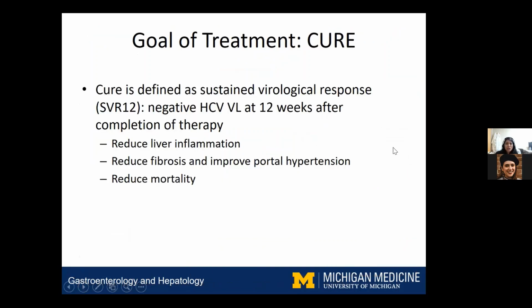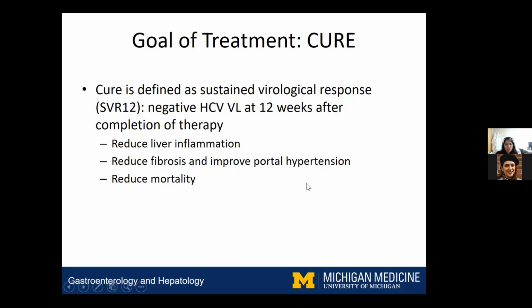So the goal of hepatitis C treatment is to achieve a cure. And a cure is defined as, the term we use is sustained virological response at 12 weeks. So what does this mean? This means that you have a negative hepatitis C viral load at 12 weeks after completion of treatment. And the reason this is important is obviously a cure is a nice thing to be able to say. There are not many things in medicine we can say we can cure, but this is now one of them.